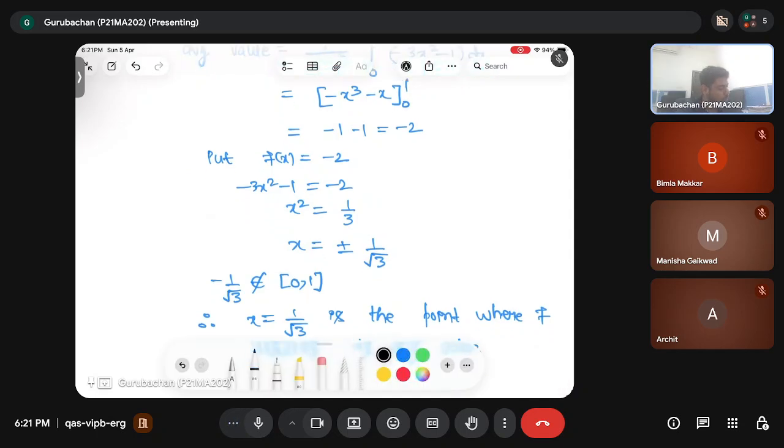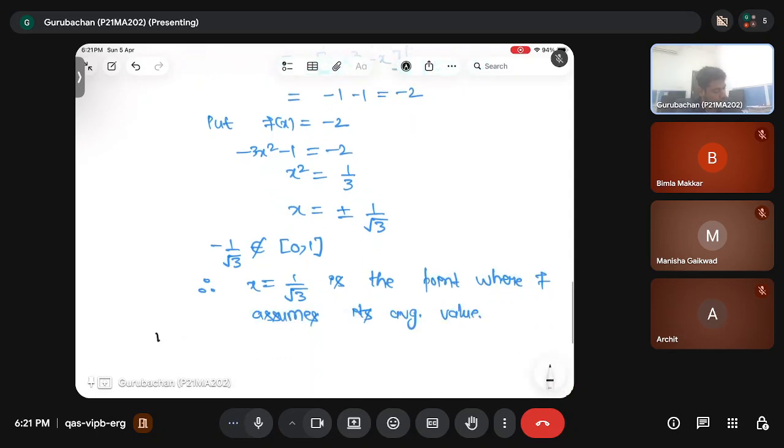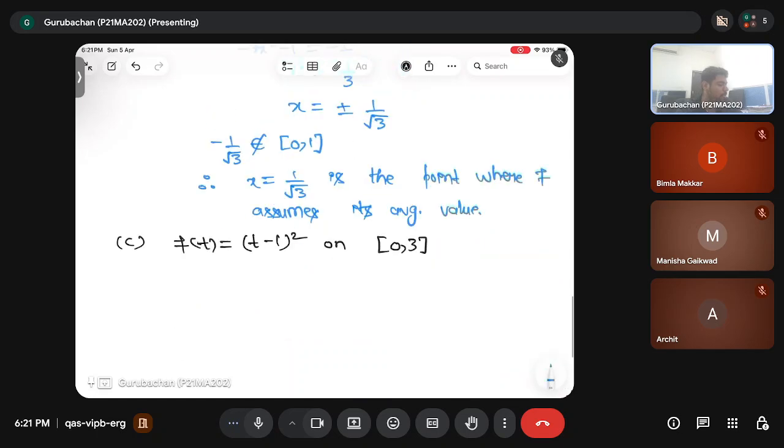So the last part of this one is the C part, where f(t) is t minus 1 on the interval 0 to 3. Will you tell me this answer?